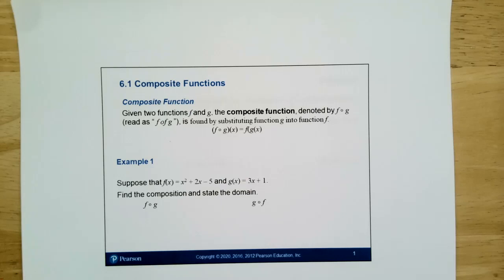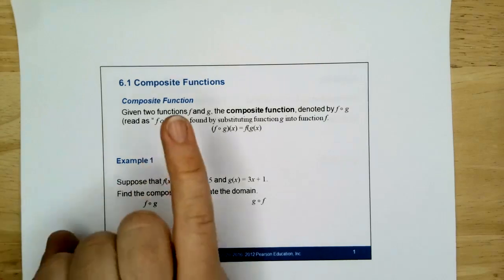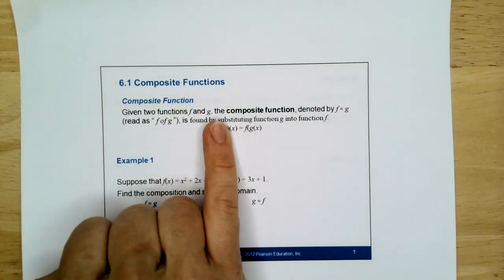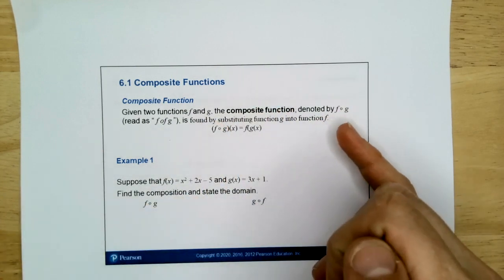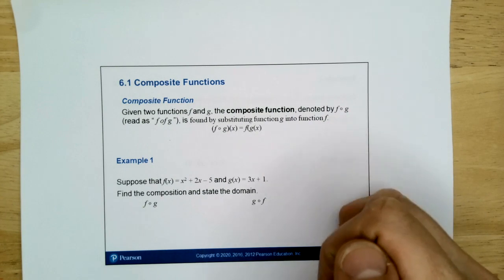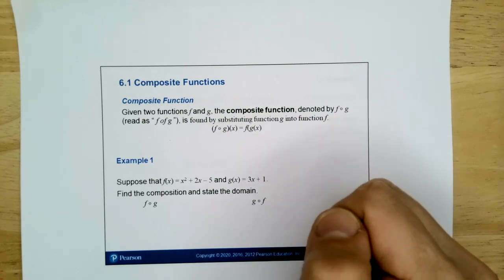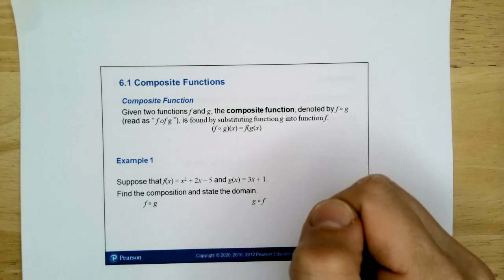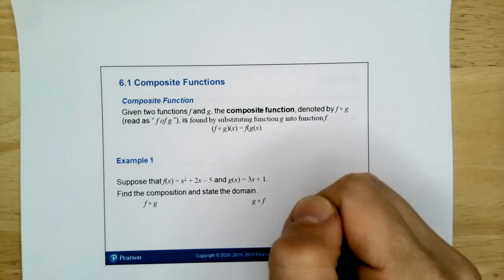Now, we're going to compose functions, which means creating a new function from two functions, not through addition, subtraction, multiplication, or division, but by substituting one function into the other function. So if you are given two functions, f and g, the composite function denoted by f of g is found by substituting function g into function f. Start with f and put g into it.